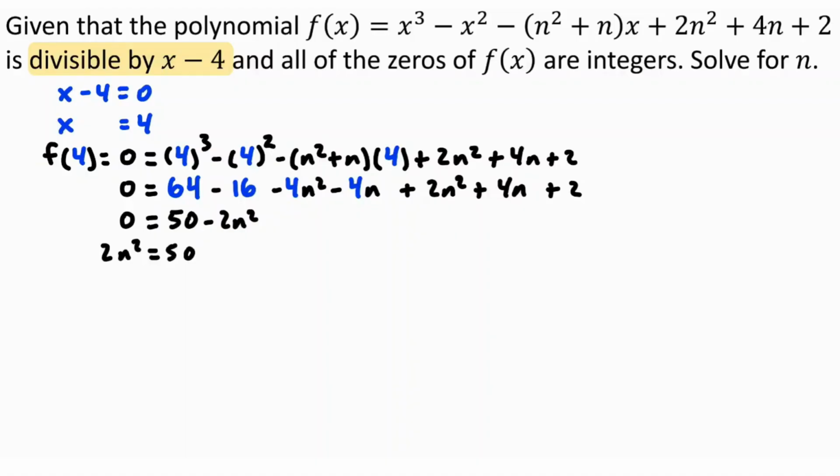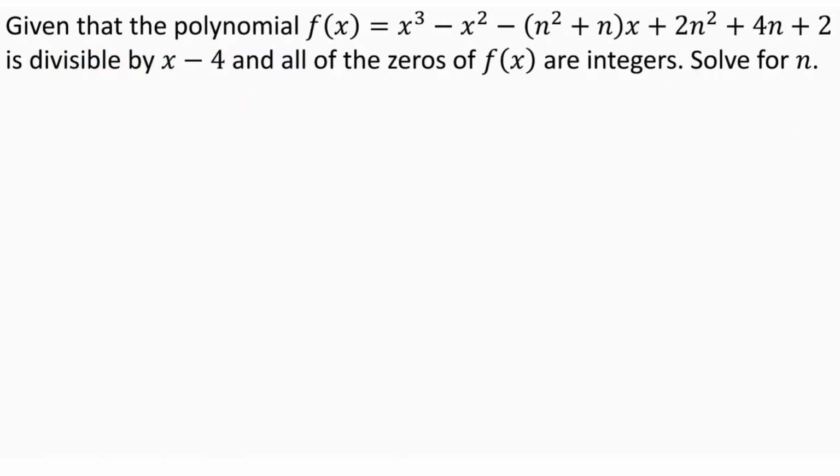Add 2n squared to both sides. Then divide both sides by 2. Then take the square root. We have n equals plus or minus 5. So we have two possible values for n. We just now need to check to make sure which ones, or both, will have all the zeros of f of x be integers.